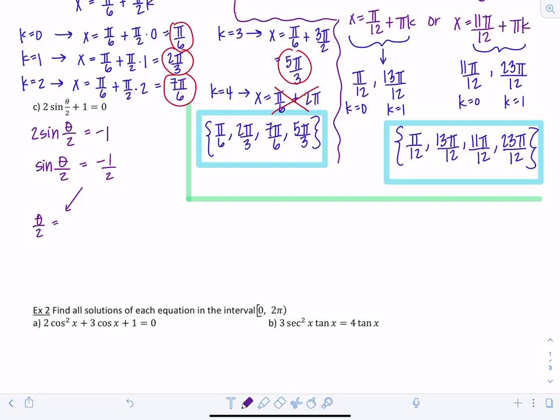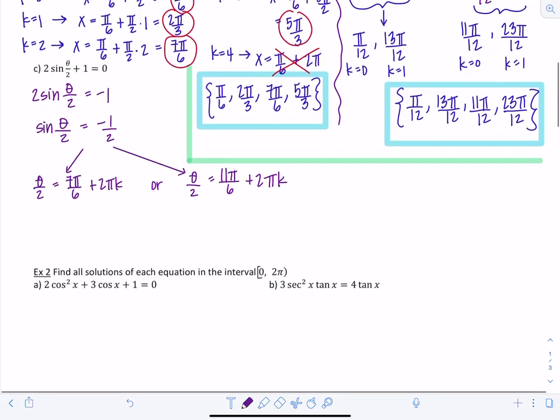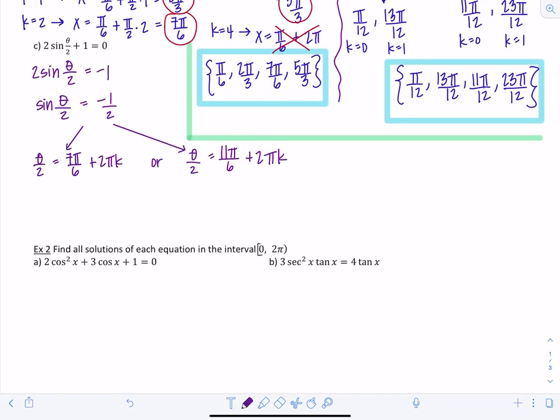So sine's negative in quadrants 3 and 4, right? So theta over 2 would be 7 pi over 6 plus 2 pi k, or theta over 2, here's the other case, quadrant 4, is 11 pi over 6 plus 2 pi k. And then here you'll see why we don't really need to worry about picking up extra solutions, because I'm going to multiply everything through by 2 this time, right? So theta would equal, multiplying 7 pi over 6 by 2, 7 pi over 3 plus 4 pi k, or theta equals 11 pi over 3 plus 4 pi k.